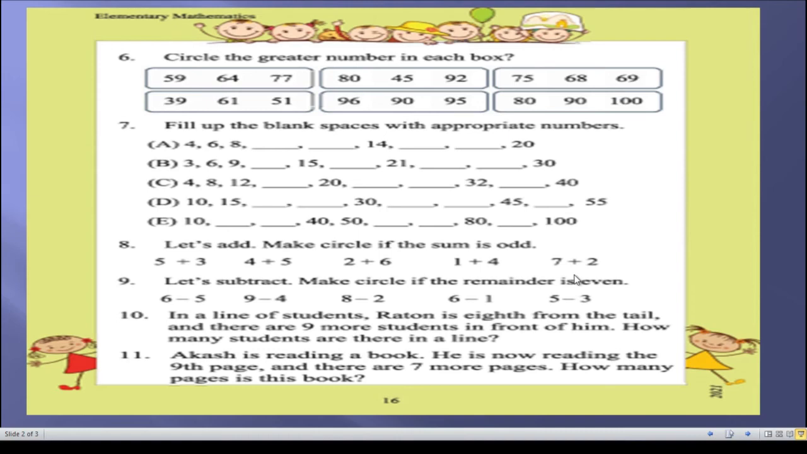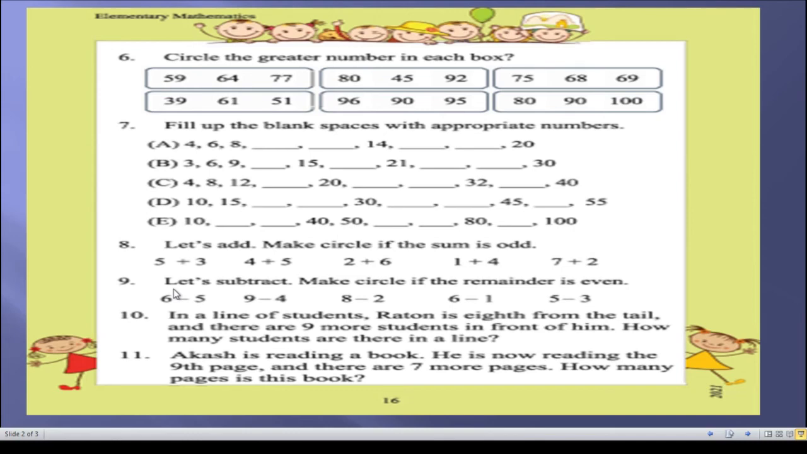Now we will try to solve question number 9. Before solving the problem, we should read deeply what the question is saying. In question number 9, you can see that the question is, let's subtract. What is the meaning of subtract? Can you guess? Or do you know what is the meaning of subtract?